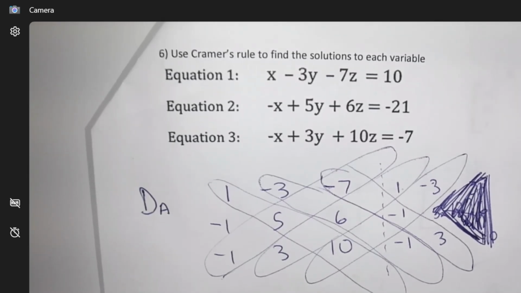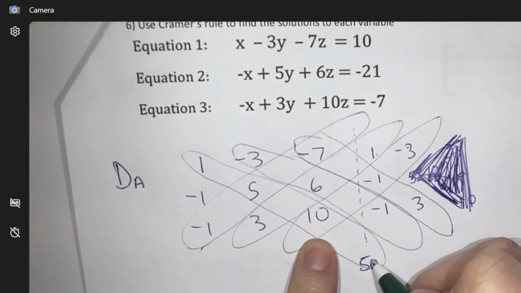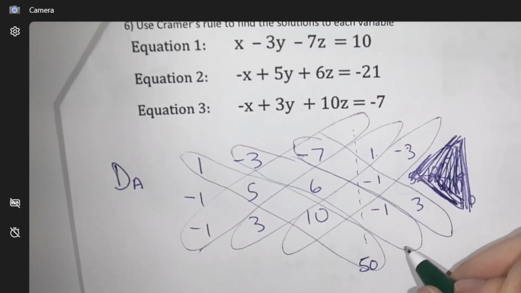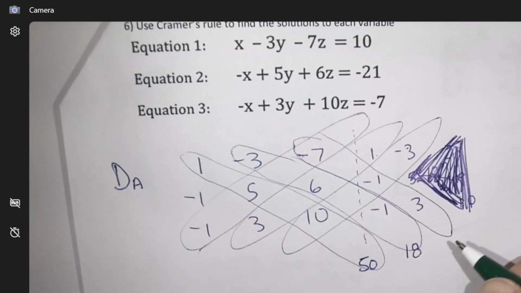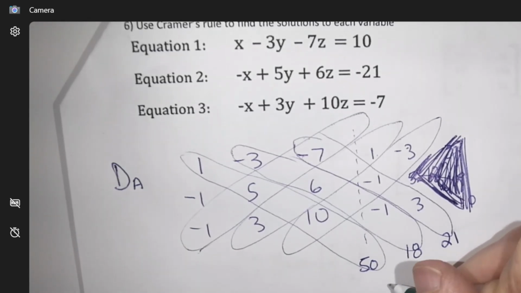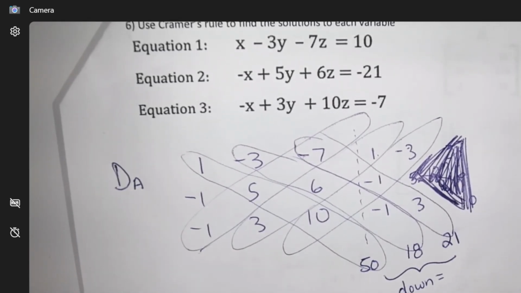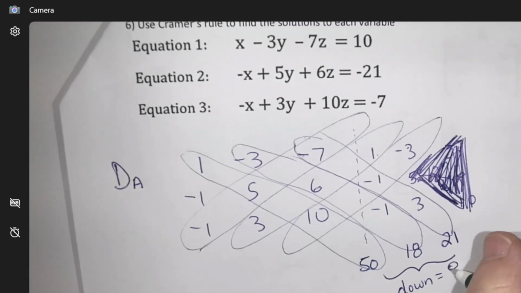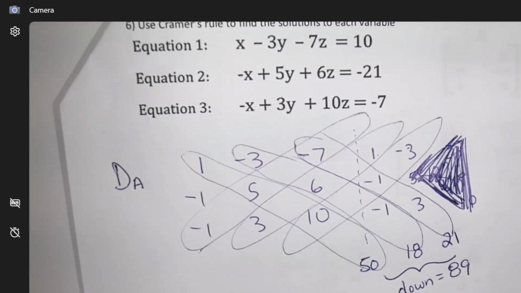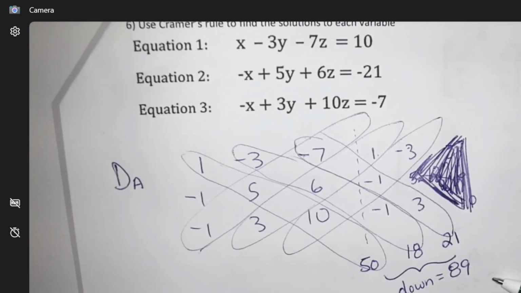Okay, so let's get all of the down diagonals. So this one would be 50. This one would be positive 18. And this one's also positive 21. So the down added together is 89. So it's tricky because this is multiplication and then this is adding.